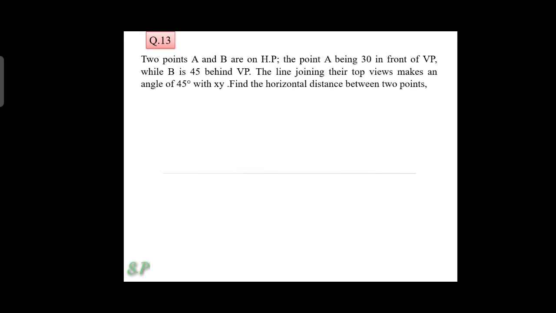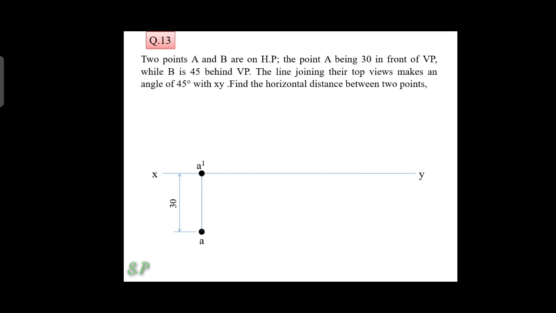Draw the XY reference line. The A point projector I am going to draw now. The A point is on the HP, so the front view point will be on the XY reference line, and A being 30 in front of VP, the top view point will be below the XY reference line. So from the XY reference line you take 30 mm below and locate the point A.